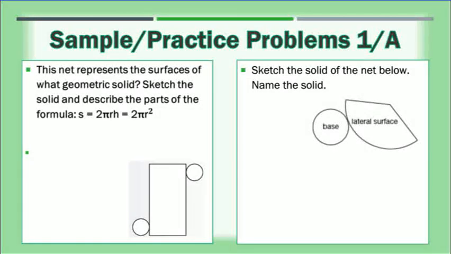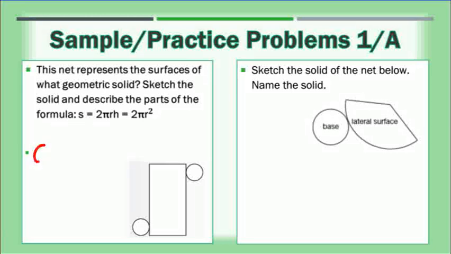So here it says the net represents the surfaces of what geometric solid? Sketch the solid and describe the parts of the formula S equals 2 pi r h plus 2 pi r squared. So if we were to determine what geometric solid, if we put that together, what shape would we get? Well, we know we have circles on both ends and we have a rectangle, so this would be a cylinder.